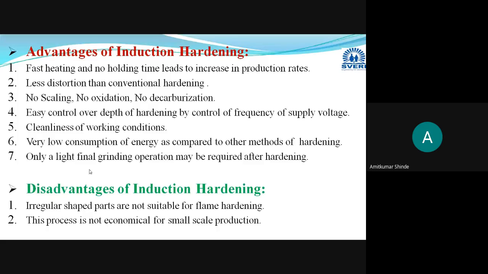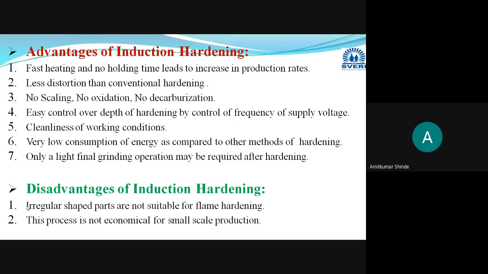Okay, so these are the advantages: it is very fast heating, and no holding time, so the production rate will be very high. Then less distortion is there as compared to other hardening processes. And no scaling, no oxidation, no decarburization. Then you can control the depth of hardening very easily. And cleanliness is at a very high level. Then low consumption of energy, and only light grinding or finishing operations are required. These are the advantages of this induction hardening process.